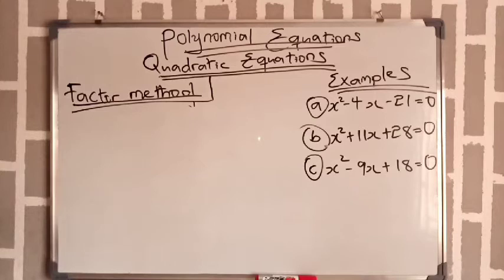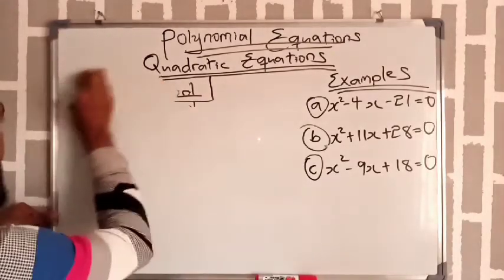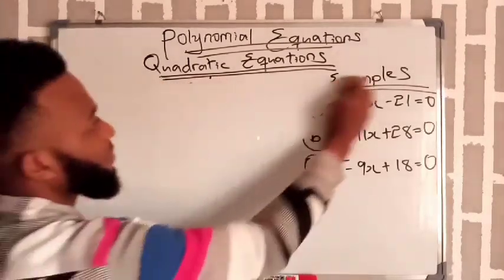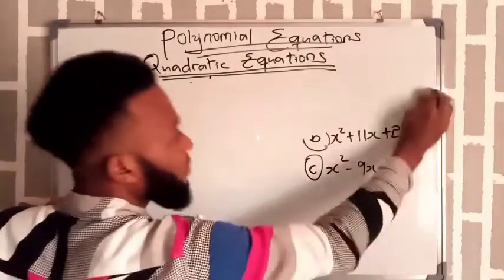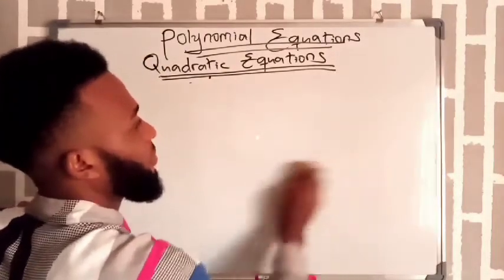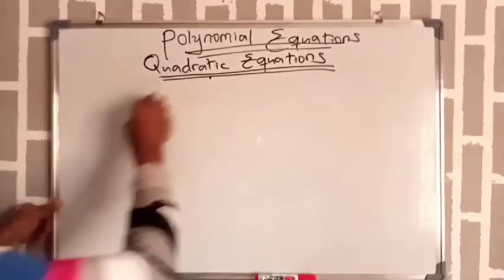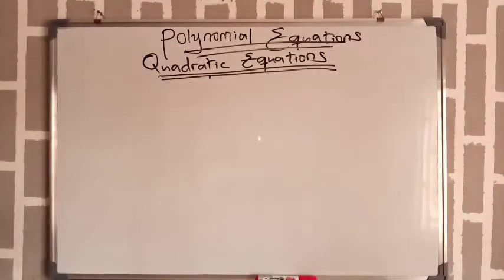For me, I believe we can go to the completing the square method. Just try to apply the b squared minus 4ac I told you, and apply everything I did here. You're going to solve it right. Okay, so let's go to the completing the square method.